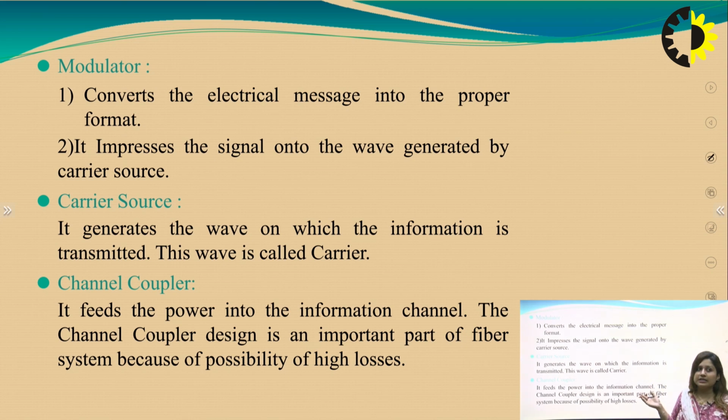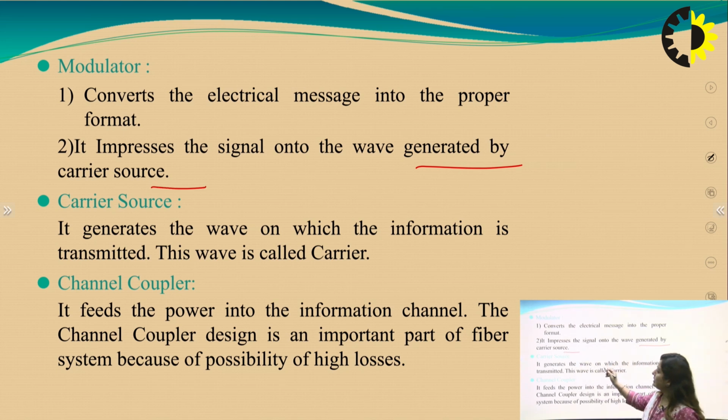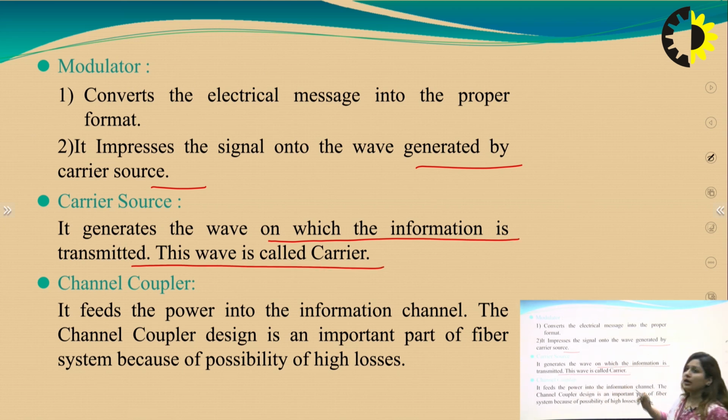Whatever I have discussed is written here in the points. The first is the modulator. It converts the electrical message into a proper format. It impresses the signal onto the wave generated by the carrier source. So this is the modulation part. Now the carrier source generates the wave on which the information is transmitted. This wave is called the carrier wave.